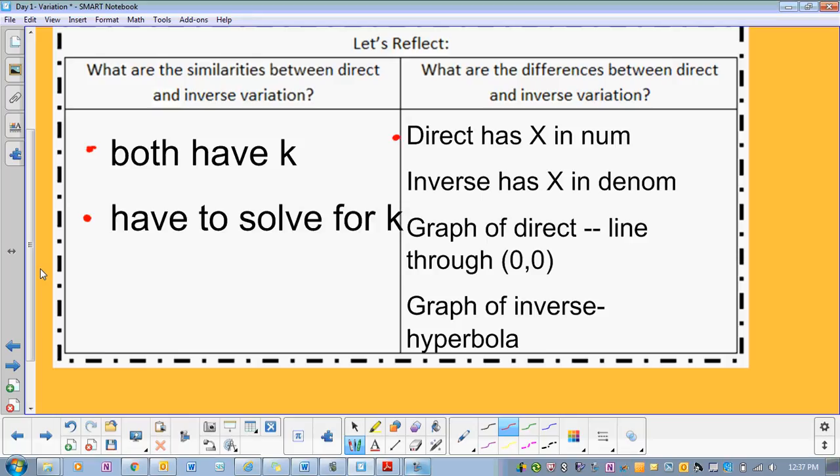Well, direct variation has an x in the numerator. Y equals kx. Technically, if I had to write that as a fraction, it's kx over 1, right? So the x is in the numerator. For the inverse, your x is in the denominator because it's y equals k over x, right?